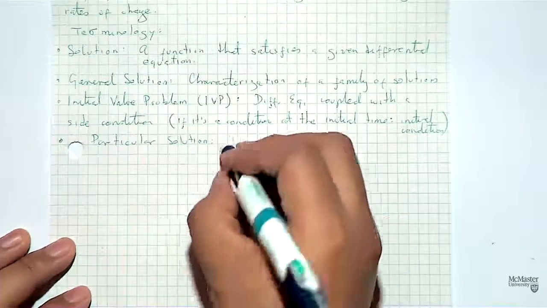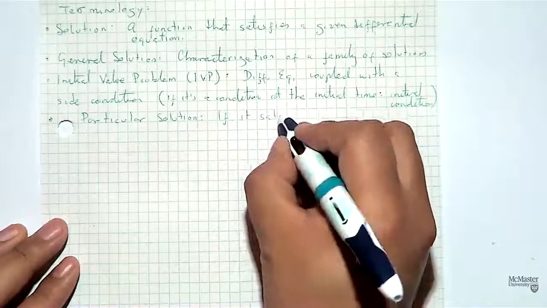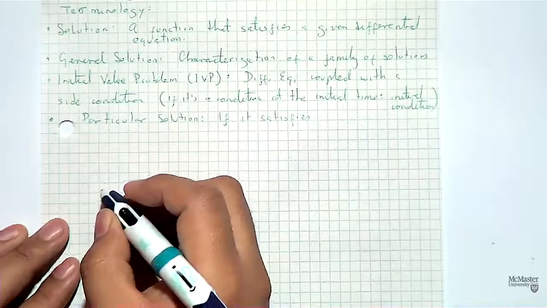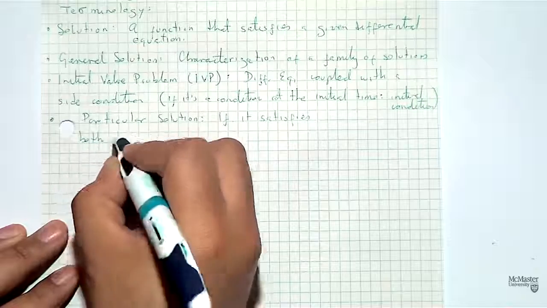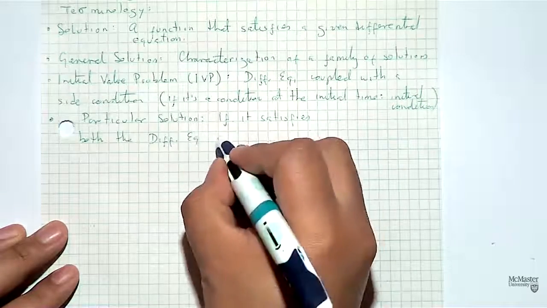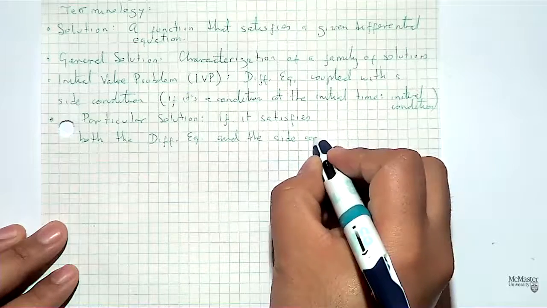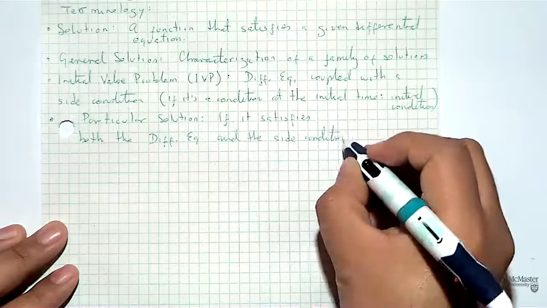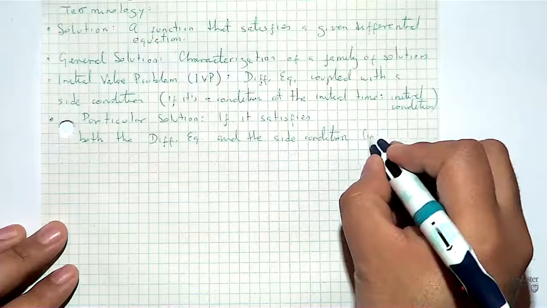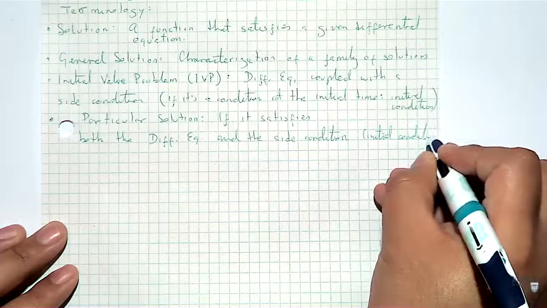And it is called that way if it satisfies both the DFQ and the side condition that sometimes we'll call initial condition.